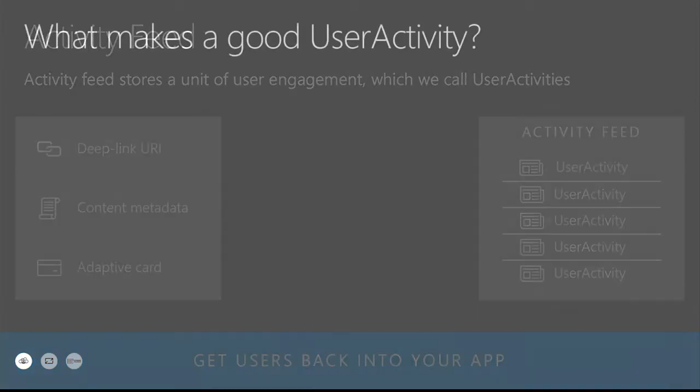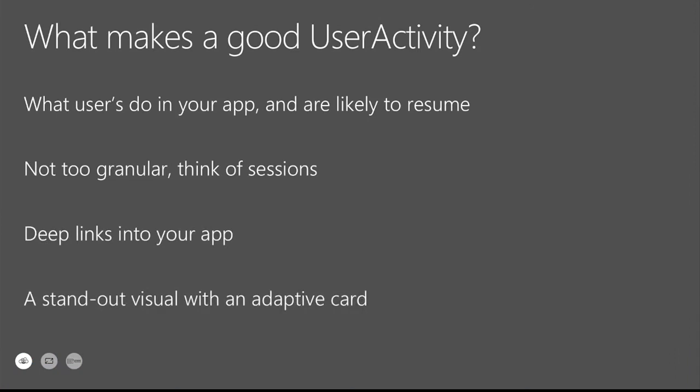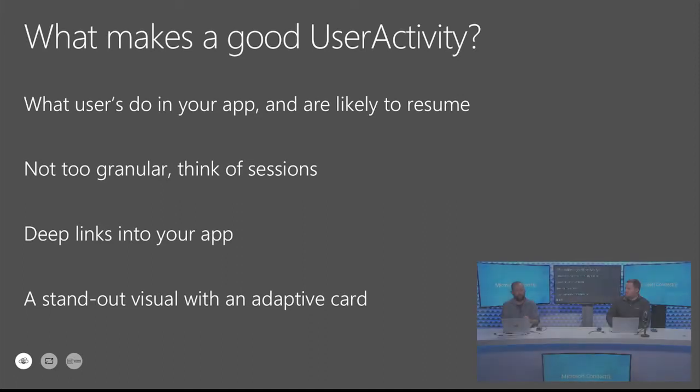So there are some things, though, that make a really good user activity. First of all, it's things that the users are doing in your app and they're likely to resume. You don't want to think of that as a granular thing. You're trying to make it so that they come back to an experience that they were maybe in the middle of. But you don't want that to be every button that they clicked inside the app. I mean, eventually the activity feed and just your timeline view, for example, would get super cluttered. And that's not the experience users are hoping for.